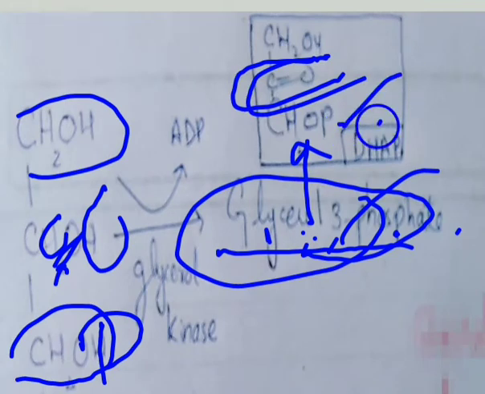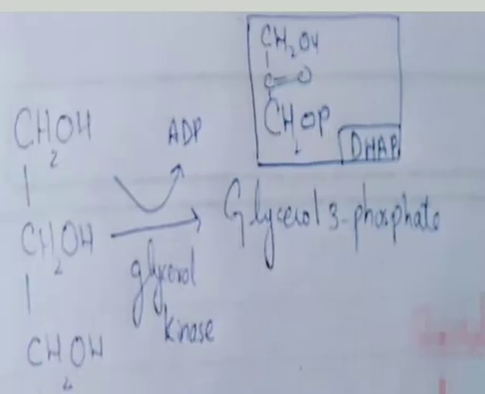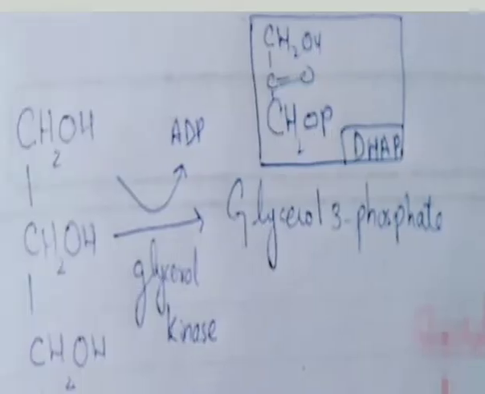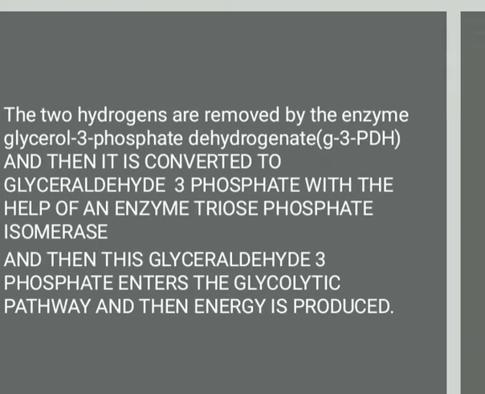becomes dihydroxyacetone phosphate. And we know that dihydroxyacetone phosphate is a precursor, an intermediate of the glycolytic pathway. So dihydroxyacetone phosphate can undergo the rest of glycolysis and the energy is generated. The two hydrogens are removed by the enzyme glycerol 3-phosphate dehydrogenase, and it is converted to glyceraldehyde 3-phosphate with the help of the enzyme triose phosphate isomerase, and then this glyceraldehyde 3-phosphate enters the glycolytic pathway and the energy is produced.